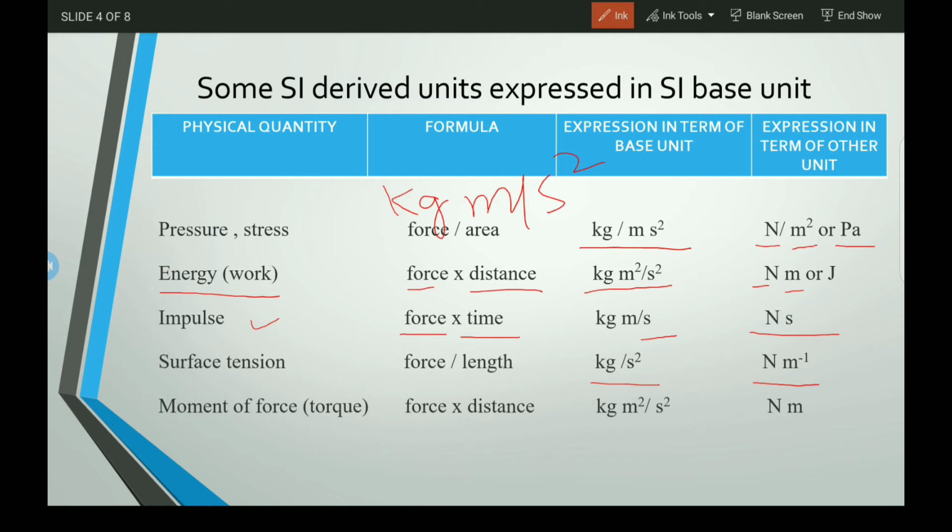The next quantity is moment of force, which is also called torque, and the formula for torque is force into perpendicular distance. When kg meter per second square is multiplied by distance, its unit becomes kg meter square per second square and the other unit becomes Newton meter. We have noticed that work, energy and torque have the same units.